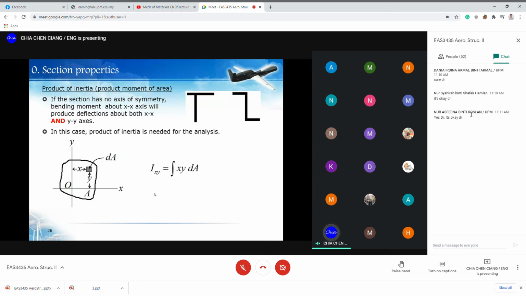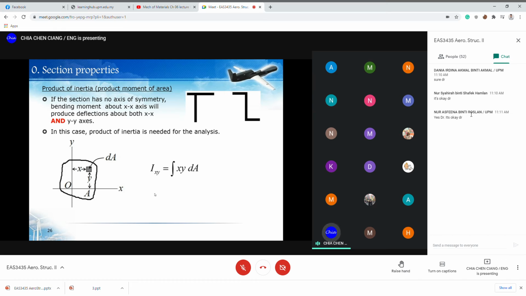Ixy can be 0 for any symmetry beam. Ixy can be a positive value. It can also be a negative value. You can further check that if Ixy is a positive value, that means that if you apply a force in the positive x direction, it will give a deflection in the positive x direction, as well as deflection in the positive y direction. Okay, positive Ixy.